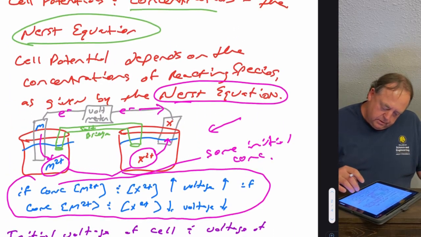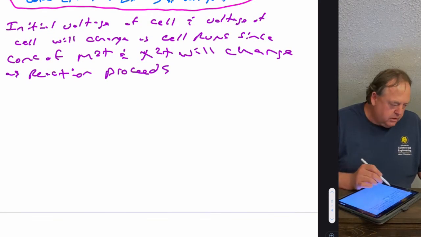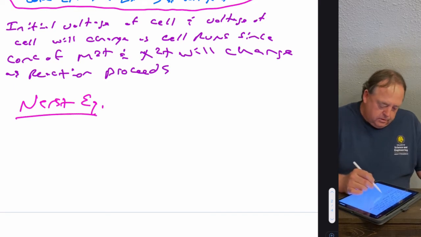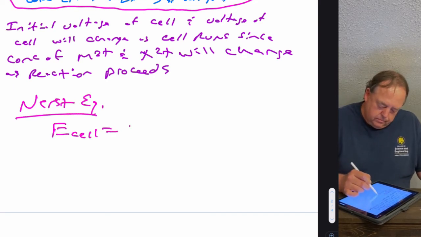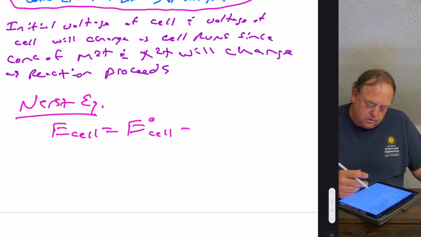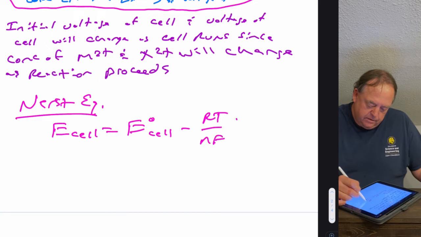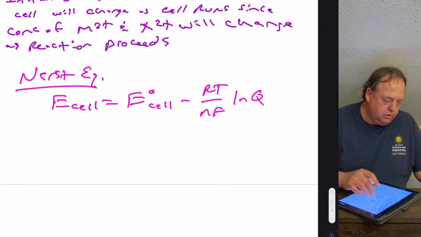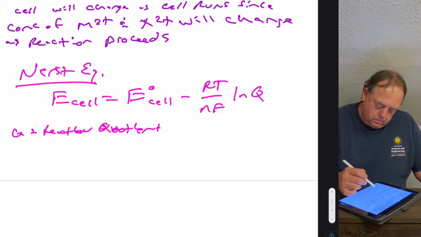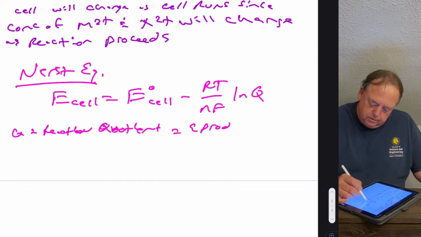Okay, so this would be the Nernst equation then. So E for the cell is equal to the maximum value of E minus RT over NF ln of Q, where Q is a reaction quotient. So it's equal to concentration of products over concentration of reactants.